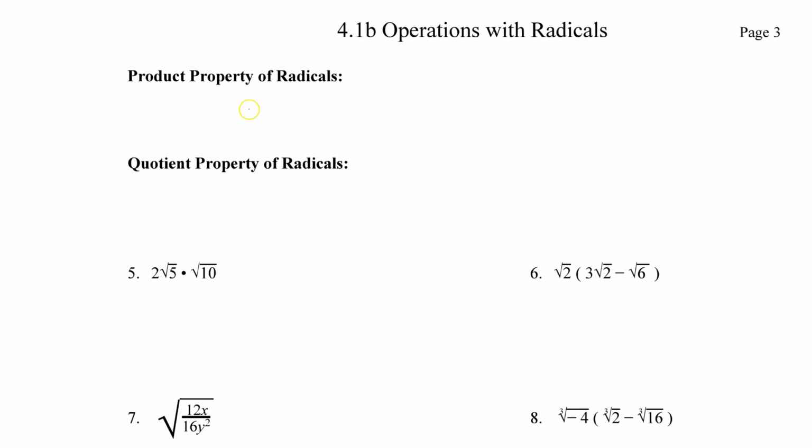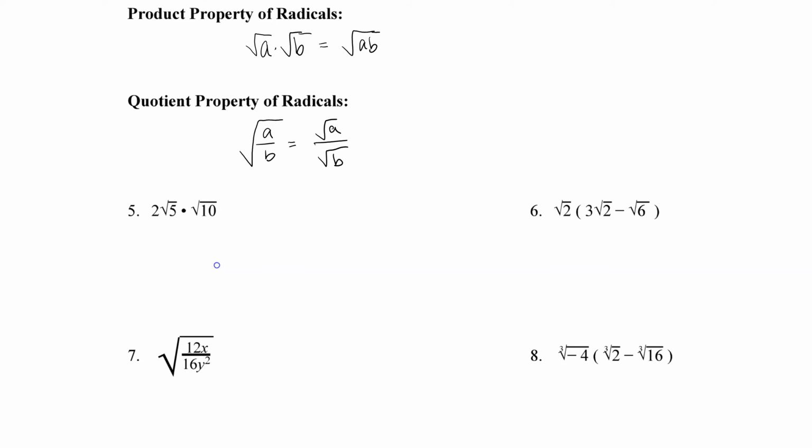The product property of radicals says that the square root of a times the square root of b is equal to the square root of ab. And the quotient property of radicals says the same thing. If I've got the square root of a divided by b, that's the square root of a divided by the square root of b. So 2 square root of 5 times the square root of 10.